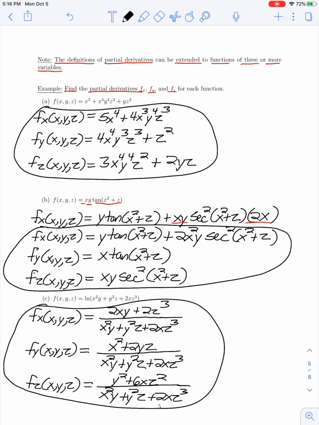And of course, we could extend this concept to functions of 4 variables, 5 variables, and so on. The idea is the same. To get the partial derivative with respect to a single variable, you treat all of the other variables as constant.